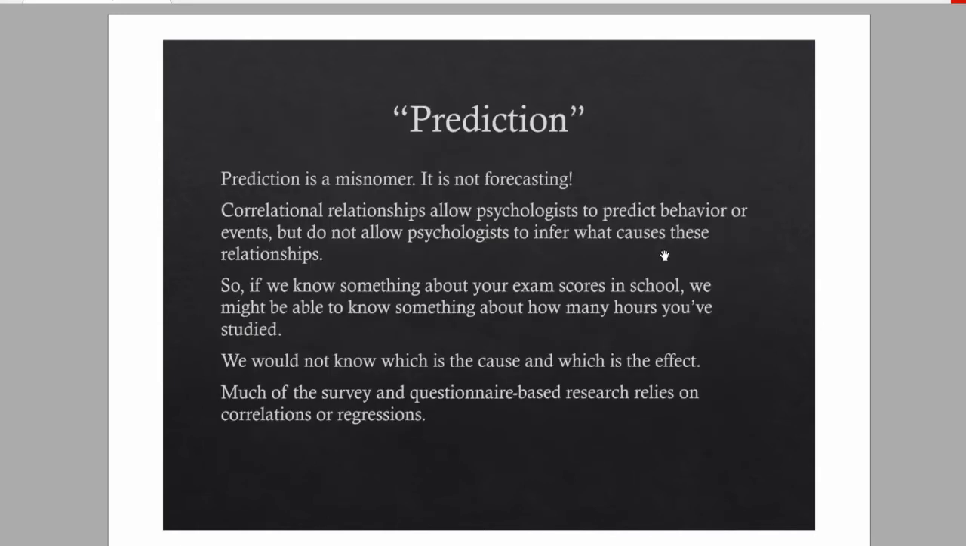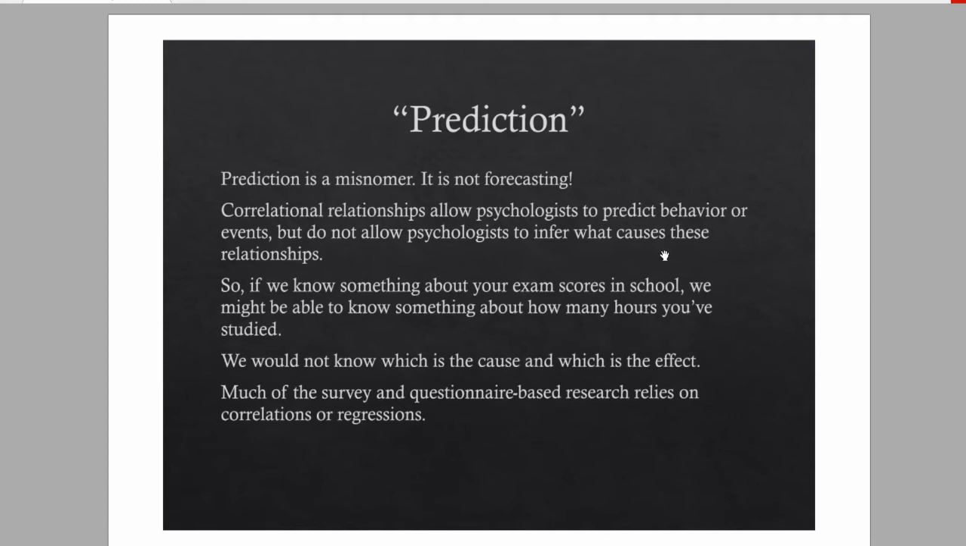For prediction, it's kind of a misnomer. So as you were saying, it's really looking at an association. It's not forecasting the future. There's no weather report for science. So, yeah, I sometimes use the words statistical prediction to make that really clear that it's a statistical process. It's a math problem.